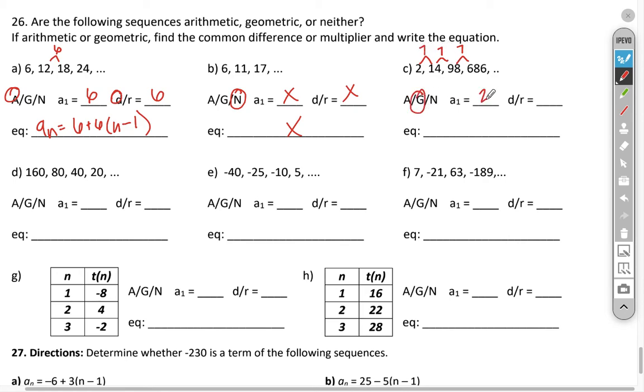Our a sub 1 is 2. We have a ratio of 7. And we write our equation for geometric as a sub n equals our a sub 1 times our ratio with n minus 1 as an exponent.